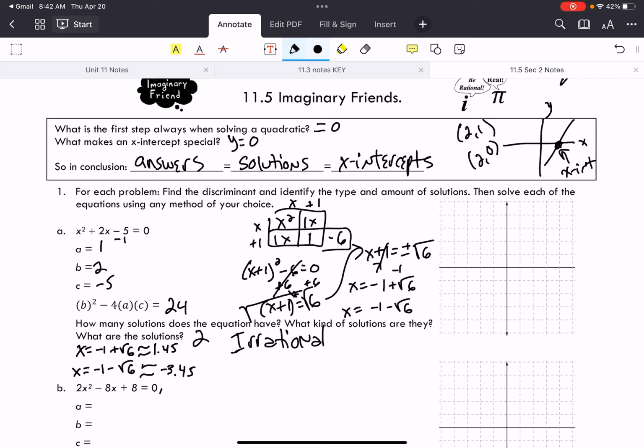So I'm going to go to the x-axis, which is here. And I'm going to plot those two x-intercepts. We're going to come back and I'm going to show you how to use your calculators to get the rest of that graph in a second.